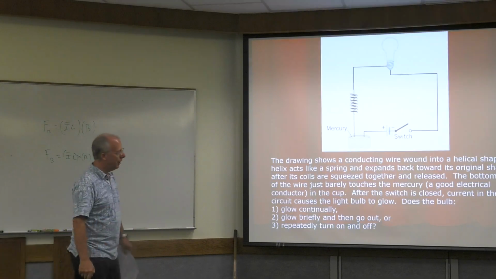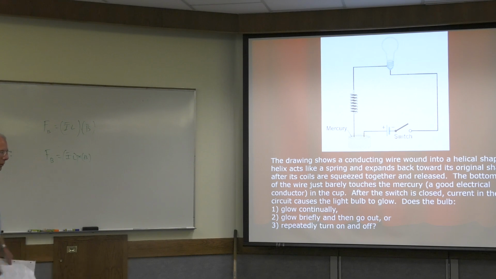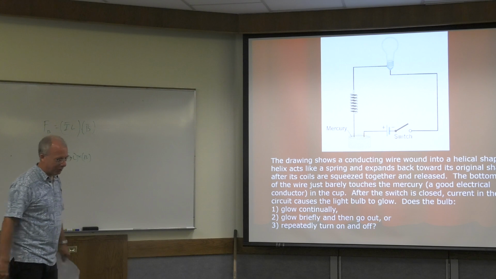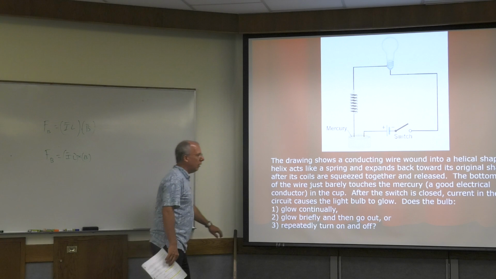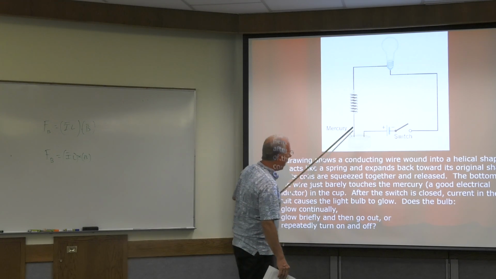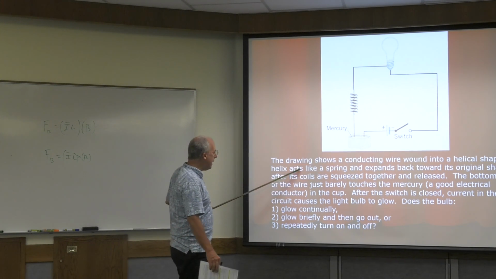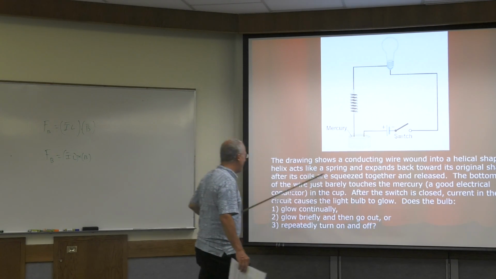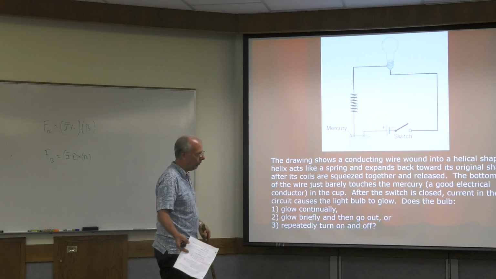All right, so here's a question. See if you know what I'm talking about. This is an awesome question. I wish I could do the demonstration, but it'd probably be illegal because it requires mercury, which is hazardous. The drawing shows a conducting wire. Well, most wires are conducting, right? Anyway, the wire is wound in a helical shape. So it's like a spring, right? The helix acts like a spring and expands back towards its original shape after its coils are squeezed together and released. Okay, fine, it's a regular spring.